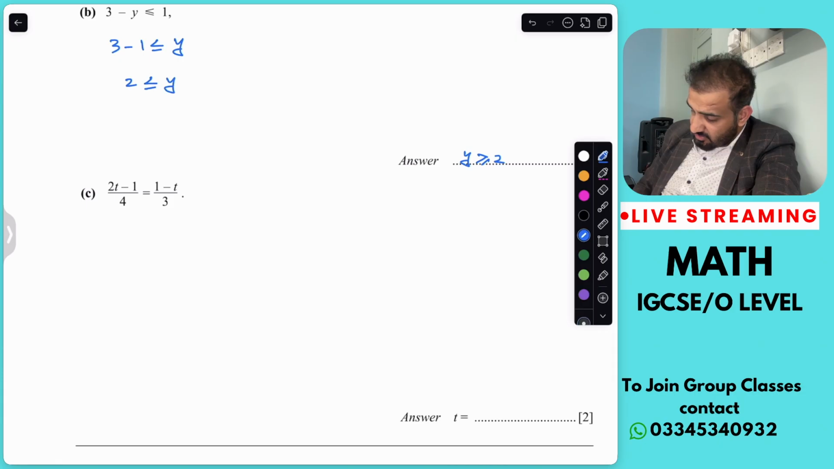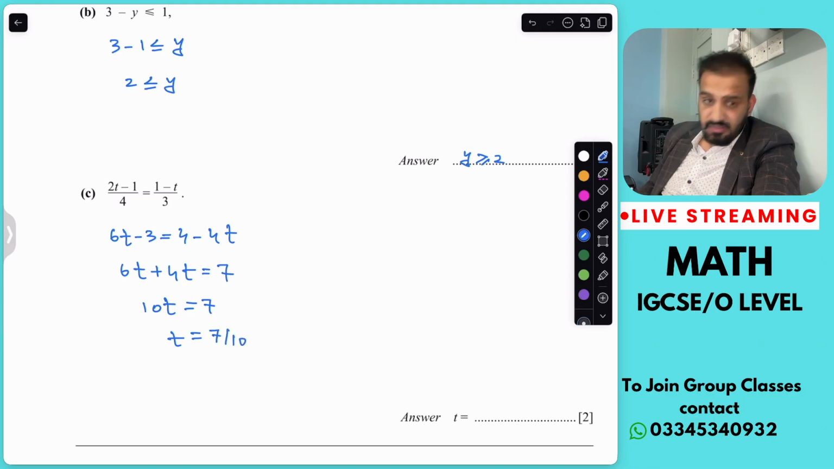Cross multiply, so 6t minus 3t is equal to 4 minus 40. 6t plus 4t is equal to 4 plus 3, 7. So 10t is equal to 7. So t is equal to 7 over 10.